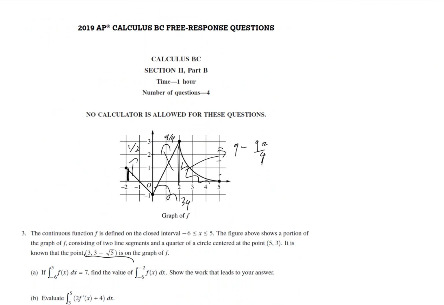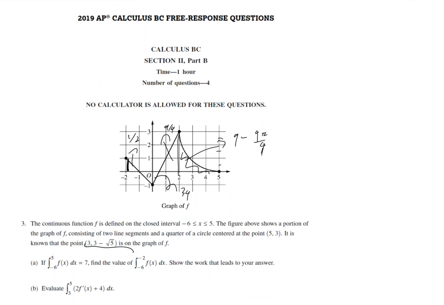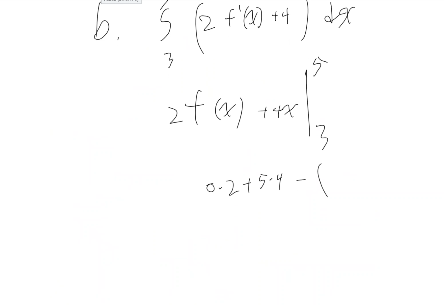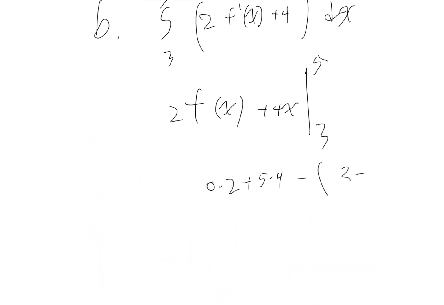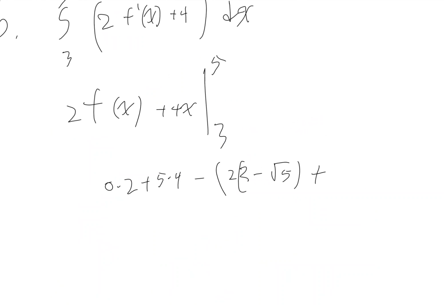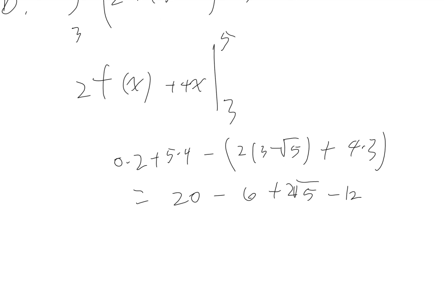Oh, never mind, that's given here. So it's 3 minus root 5. So 3 minus root 5 times 2 plus 4 times 3. And if you do the calculation, it comes out as 20 minus 6 plus 2 root 5 minus 12, which is 2 plus 2 root 5. That's the answer.